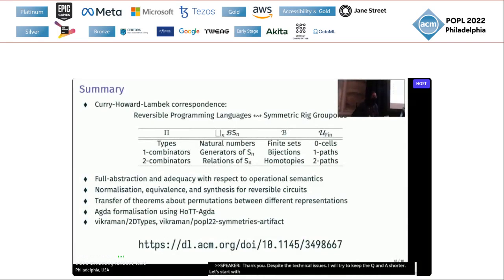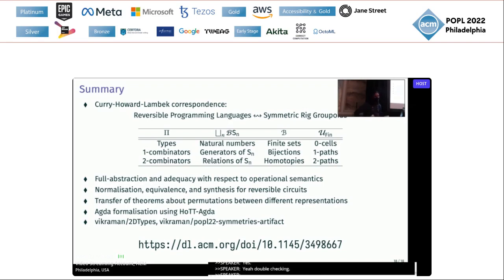Just a super simple, quick question. For the homotopies between bijections, those are unique, right? Yeah, because we're working with finite sets. There's at most one 2-cell between them. Just double checking. Yeah.